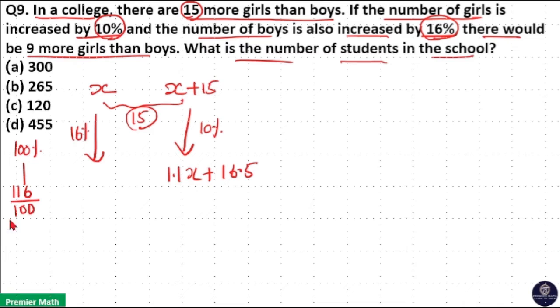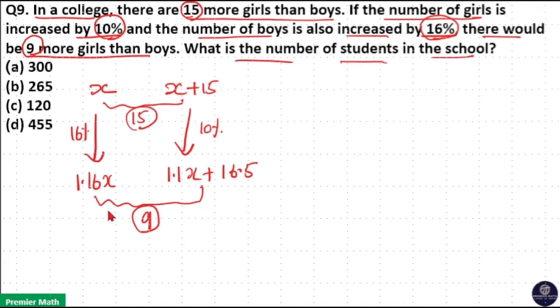That is 116 by 100, so it is equal to 1.16. So write it as 1.16x. So x is increased to 1.16x. Now after these increments, there are 9 more girls than boys. That is, the difference between these terms is 9.